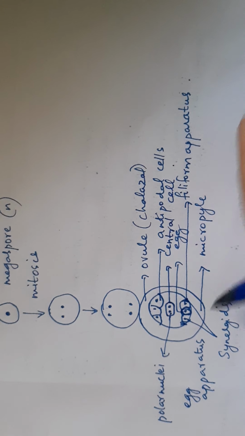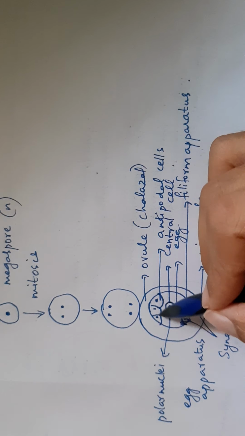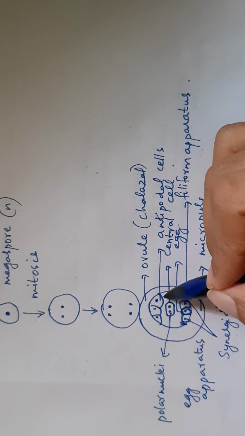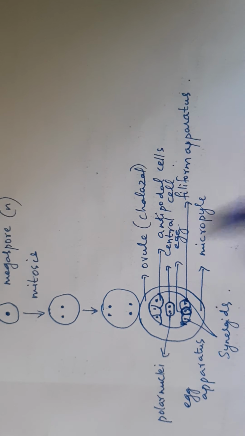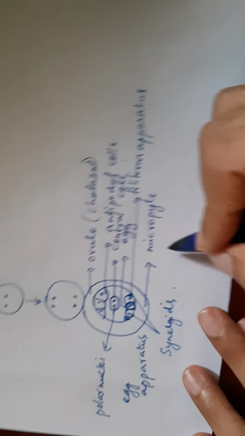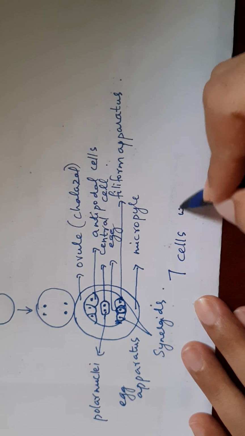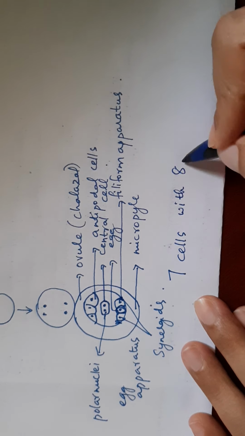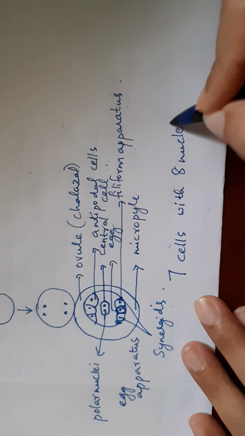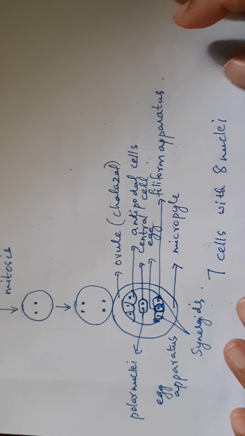So finally we have got the embryo sac. How many cells does the embryo sac have? 3 cells at the chalazal end, 3 cells at the micropylar end, and 1 cell at the center. So for one embryo sac, there are 7 cells with 8 nuclei. So this is how the embryo sac is formed within the ovule.